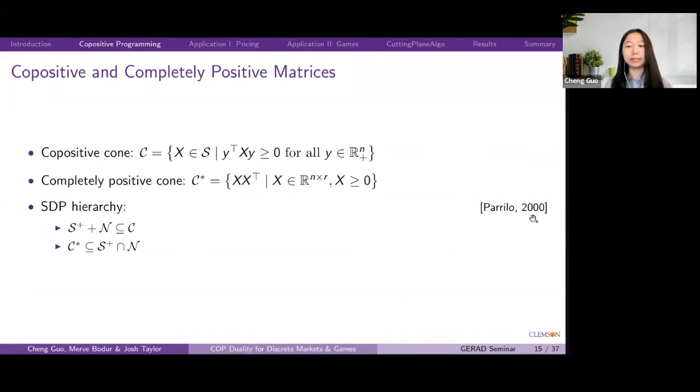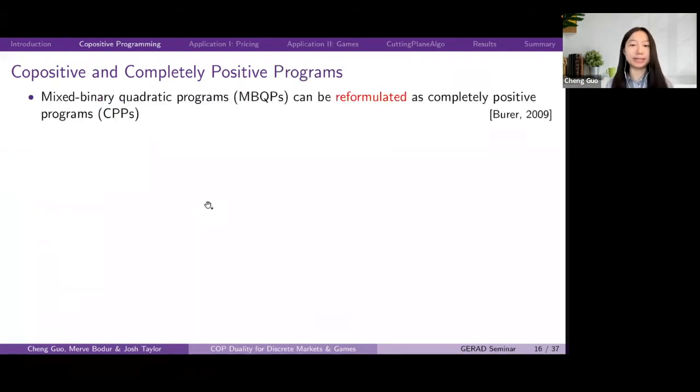And in the literature, from the classical result by Parrilo in his year 2000 thesis, it was proved that the copositive cone and the completely positive cone can be approximated, either inner or outer approximated, by the PSD cone and the non-negative cone. So this result is widely used for approximately solving copositive programs, because SDPs are easier to solve.